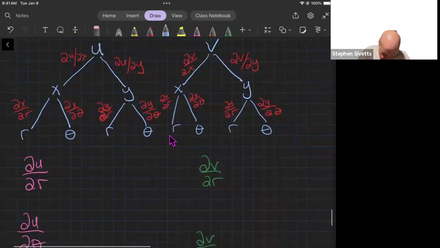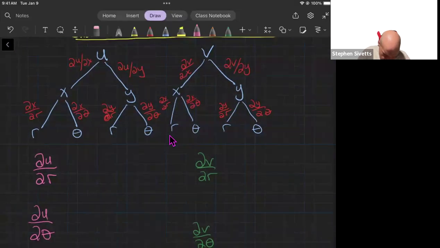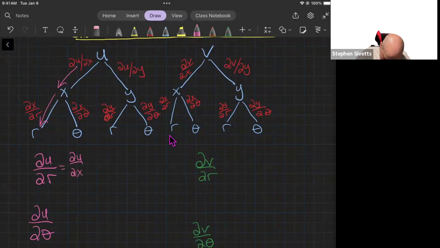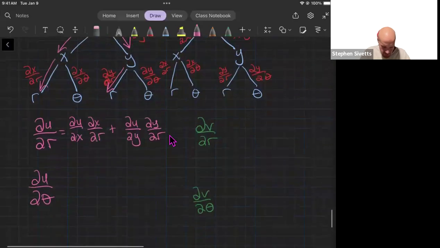So first, in order to figure out the partial of u with respect to r, one way is we can take the partial of u with respect to x, and then we can take the partial of x with respect to r. So one way is taking the partial of u with respect to x times the partial of x with respect to r. And then another way is we can take the partial of u with respect to y, and then the partial of y with respect to r. So this is plus the partial of u with respect to y times the partial of y with respect to r. Okay, that's how you figure out the partial of u with respect to r.